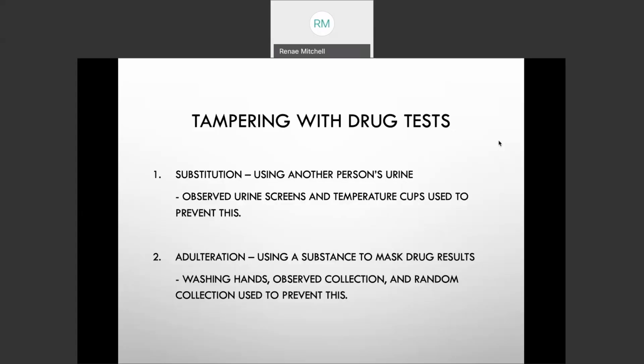Another way that people try to tamper with drug tests is by adulterating them, using a substance that masks the drug results. This would be like adding something to the urine to cover up drug results. Again, it would be effective, except that people doing drug screening will require someone to wash their hands first, or observe the collection of the sample, or collect the sample at a random time. That's an option for all of these ways of tampering, such as a surprise drug test that doesn't allow the individual time to mess with the results.